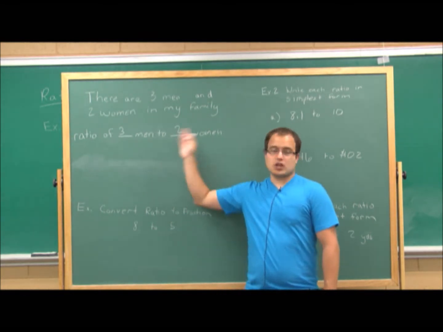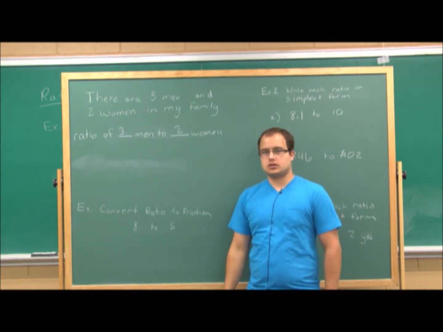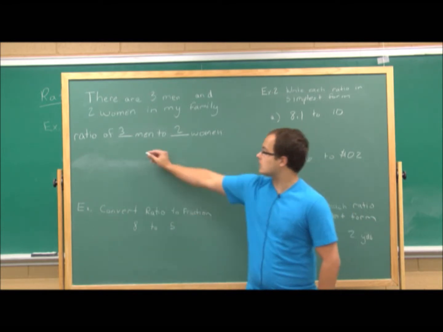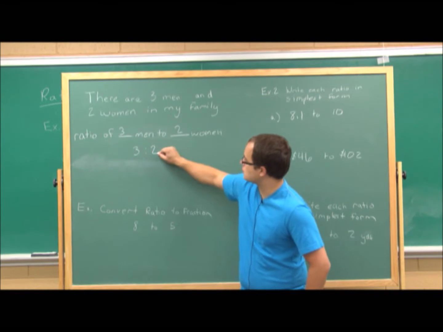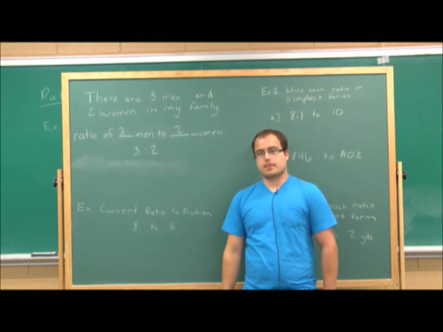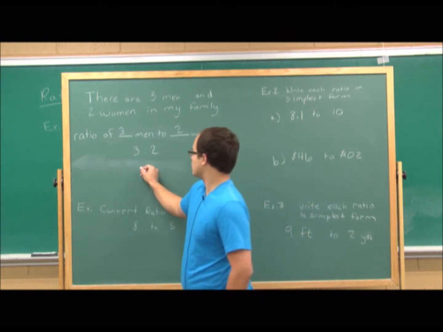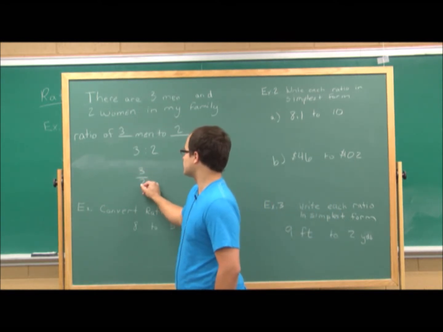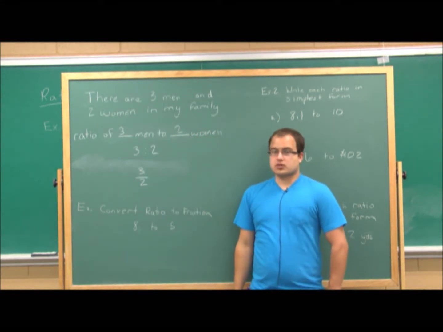This is one way a ratio can be represented in words, 3 to 2. Another way it can be represented is with a colon, 3:2. And then even another way it can be represented is as a fraction, 3 over 2. So there are 3 ways to represent a ratio.